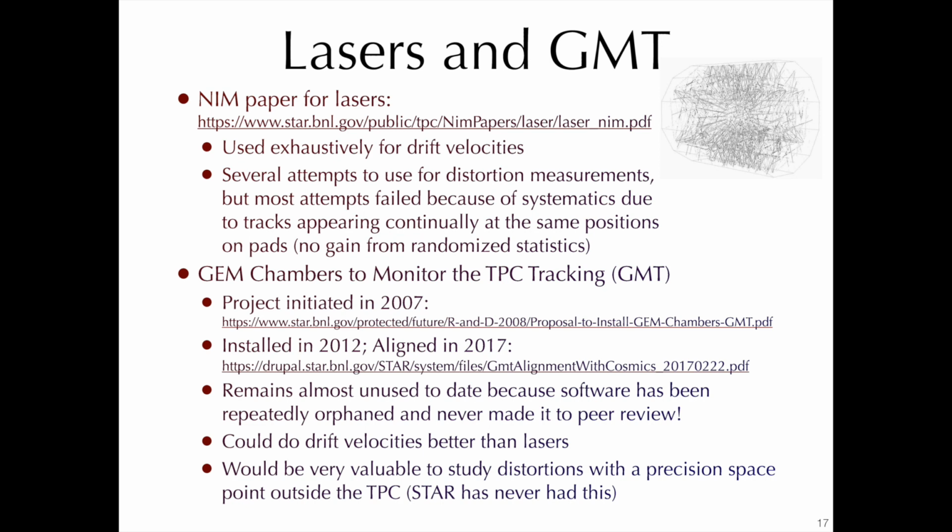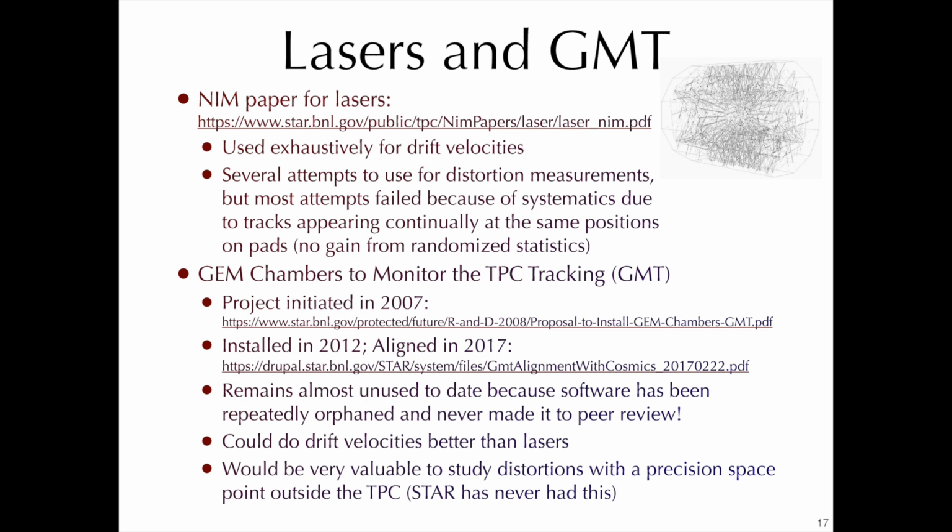And at least in 2017, it got to the point where somebody spent a good bit of time on aligning the GEM chambers so we knew where they were. And there were some interesting results in that we could see, for example, different displacements in one orientation of the magnetic field versus the other.